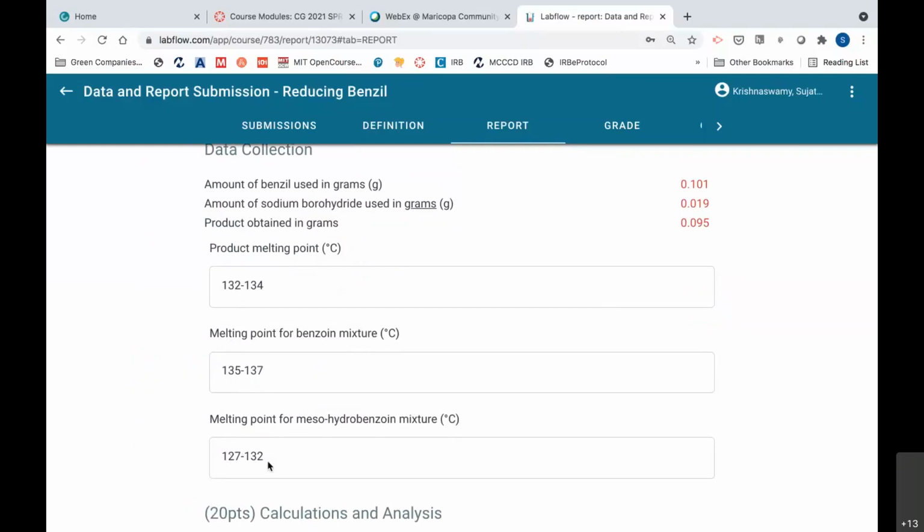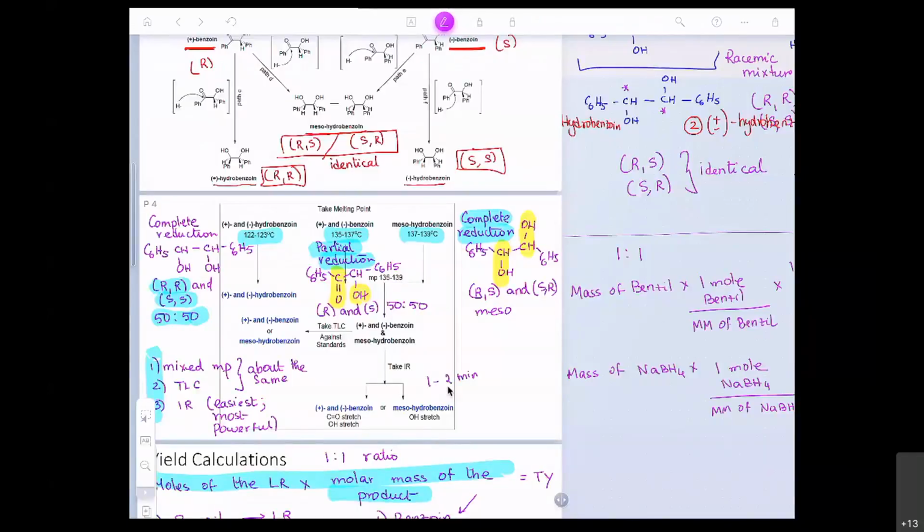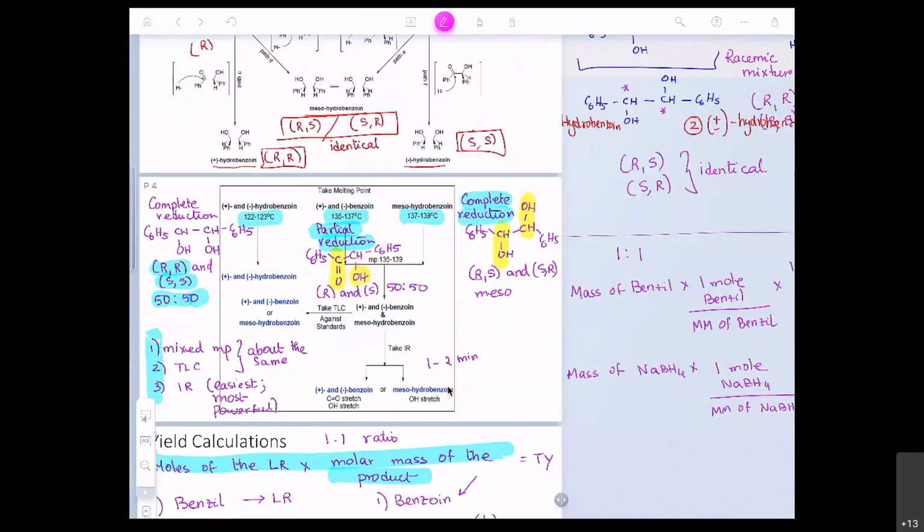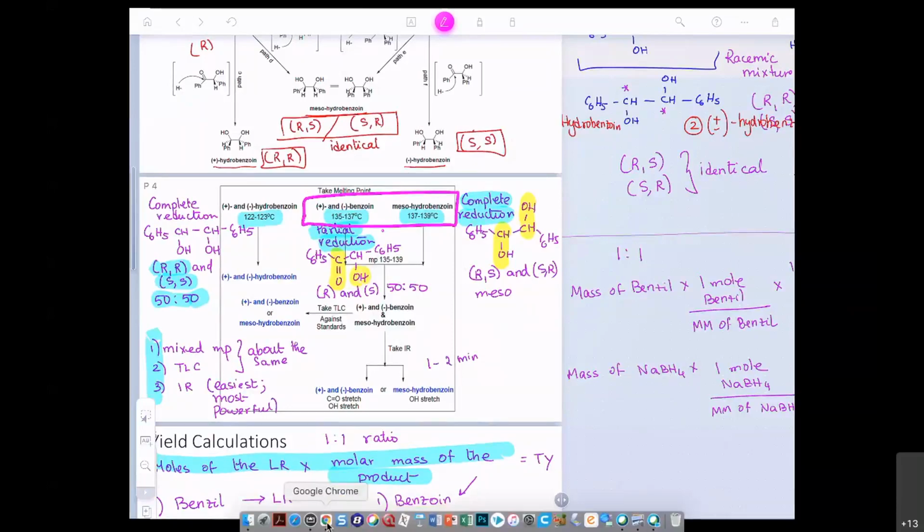So let's just jump back quickly to my other screen. Just keep this in mind. Your product melted at 132 to 134. Those are very close numbers, okay? So you can't really say it's benzoin, because it can be a little off. 137 can come as 134, because everyone is using a different melt temp. So your product could be benzoin or meso-hydrobenzoin. So it could be partially reduced or fully reduced.